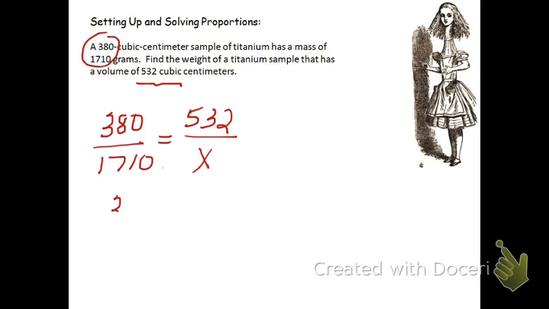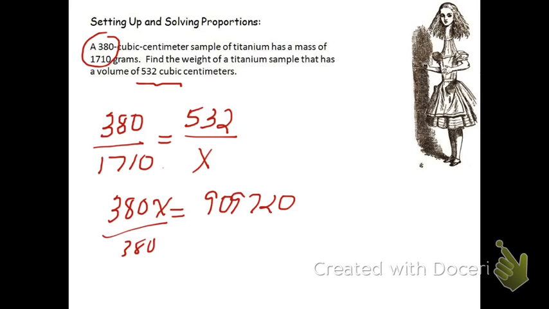Cross multiplying, we get 380x is equal to 1710 times 532, which is 909,720, and then divide both sides by 380. So x is 2,394 grams.